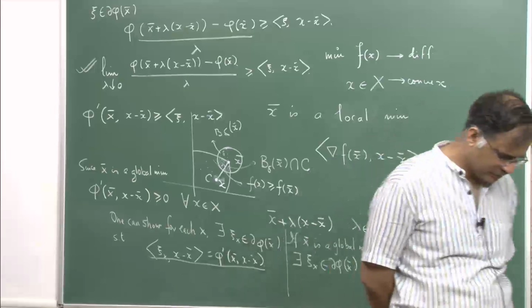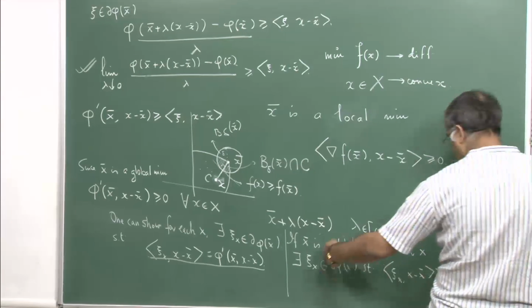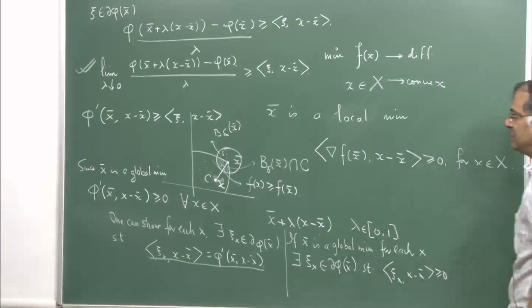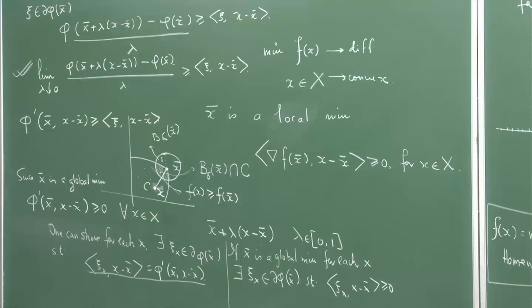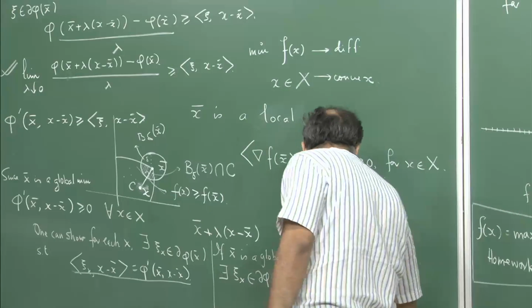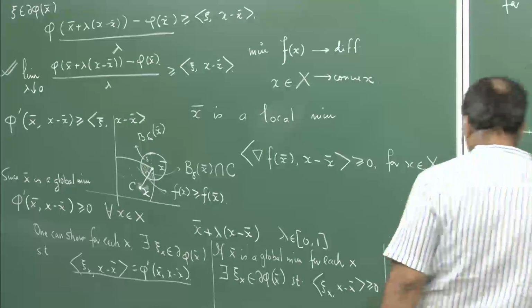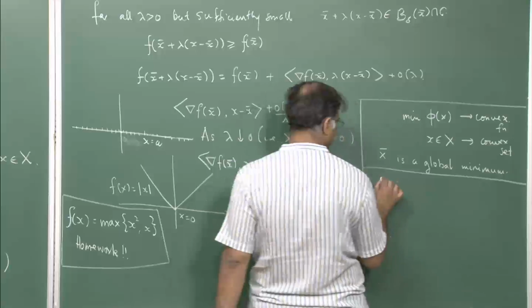That is, we are saying that for each x there exists one xi x belonging to this set such that this will hold. If we change the x, this xi x is changing. My question to you is the following, which we will talk about tomorrow in the next class: can this condition be strengthened? That is, if I write this as condition A, can condition A be strengthened?